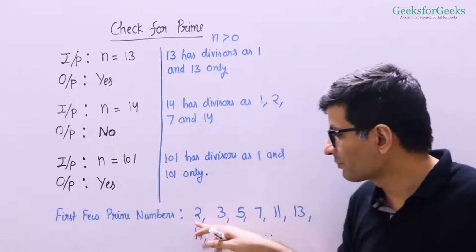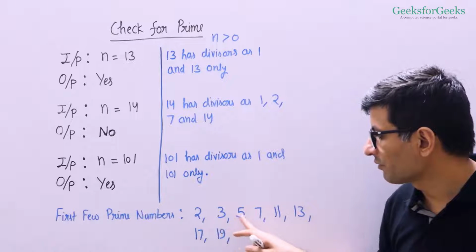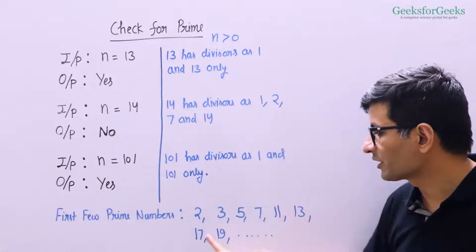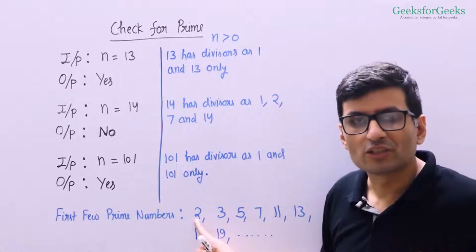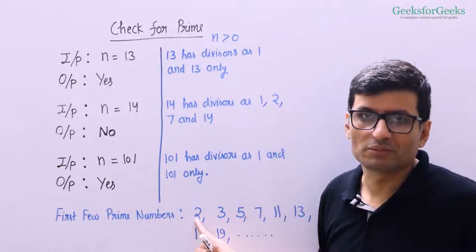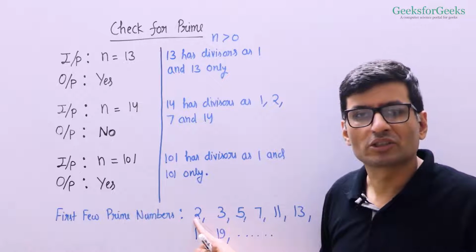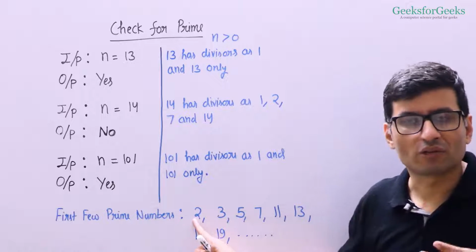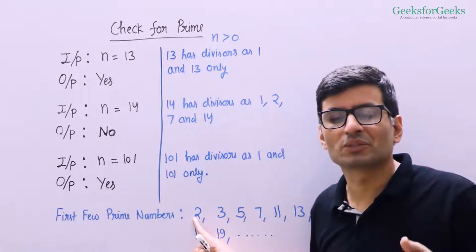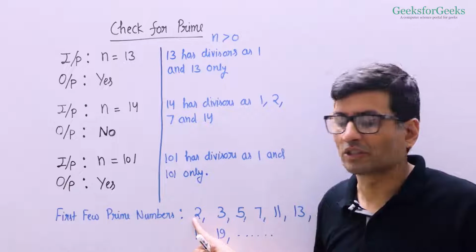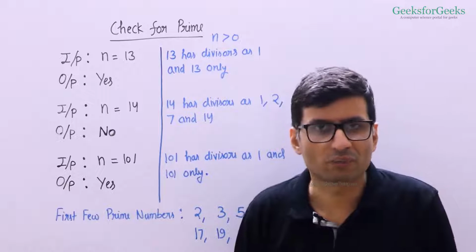The first few prime numbers are 2, 3, 5, 7, 11, 13, 17 and 19. Please note that 2 is the only even prime number. All other even numbers are not prime because they are divisible by 2. And for a number to be prime, it should be divisible by 1 and itself only. And the number 1 is not prime.